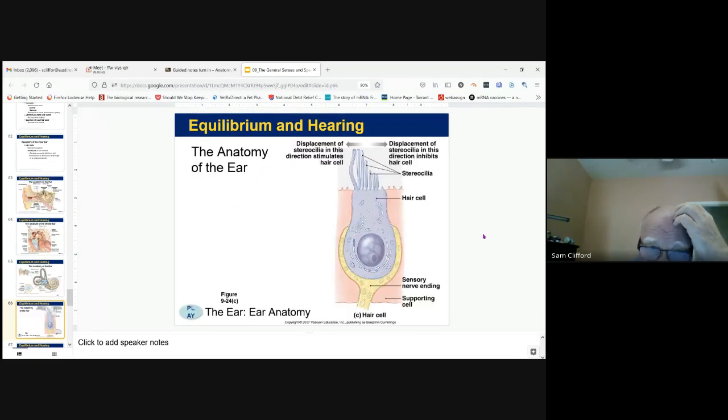So within the anatomy of the ear, you have hair cells, and displacement of these stereocilia, depending upon how sound waves travel in the cochlea, you can either stimulate the hair cell or turn it off. So the movement of these stereocilia is going to lead to nerve impulses sending information about hearing to the auditory center.